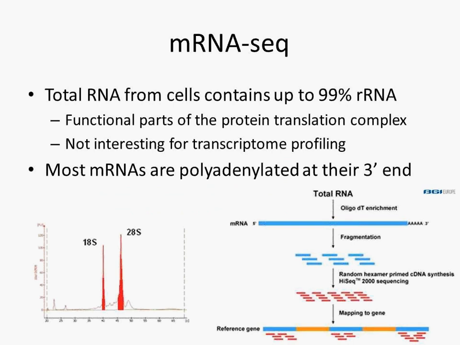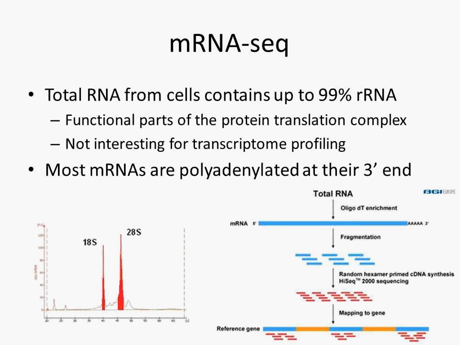So how does mRNA-seq work? One of the issues is that total RNA from cells contains up to 99% ribosomal RNA. Ribosomal RNA are the functional parts of the protein translation complex. We're not interested in quantifying ribosomal RNA for transcriptome profiling, so we would like to get rid of it before we sequence the messenger RNAs only. One of the features of messenger RNA that we use for this is the fact that most of them are polyadenylated at their 3' end.